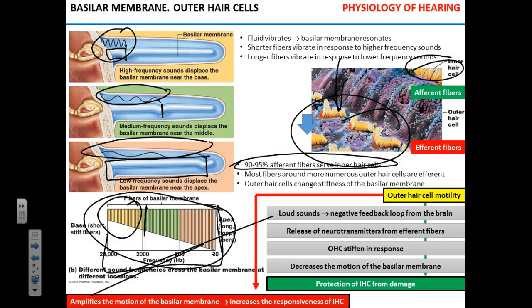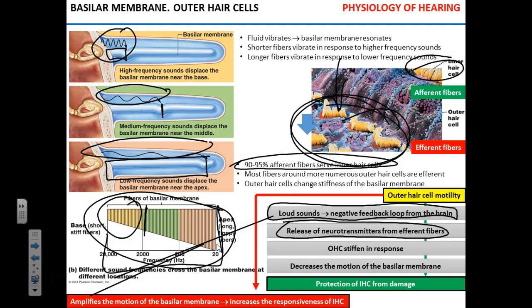Here's how. If the sound is loud, okay, neurotransmitter is released from the fibers, efferent fibers, that innervate outer hair cells. Pretty much it's like a feedback. Sound is too loud. Signal to outer hair cells. Outer hair cells become stiff.